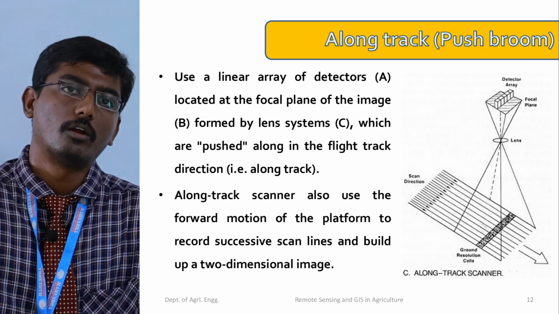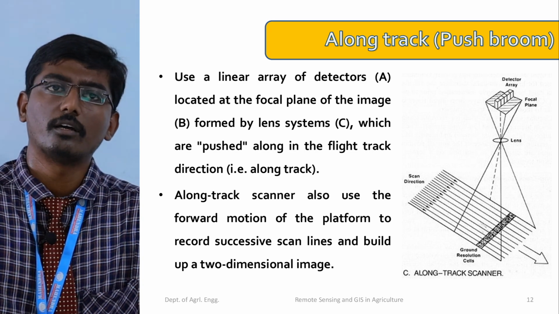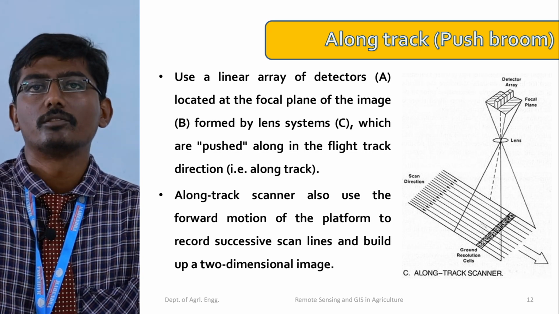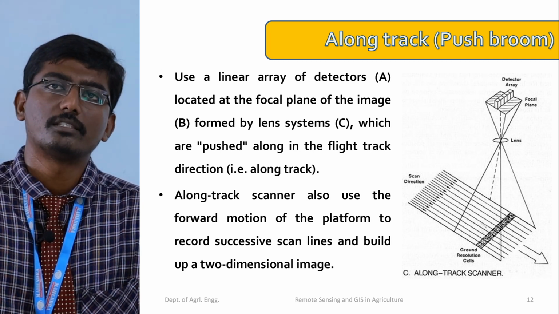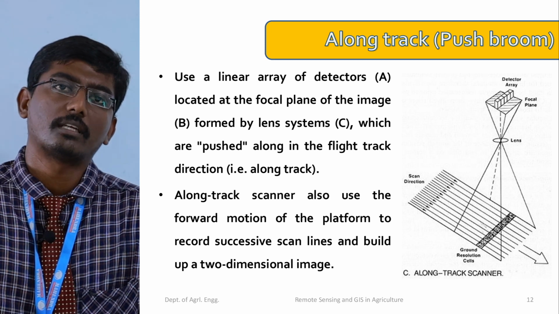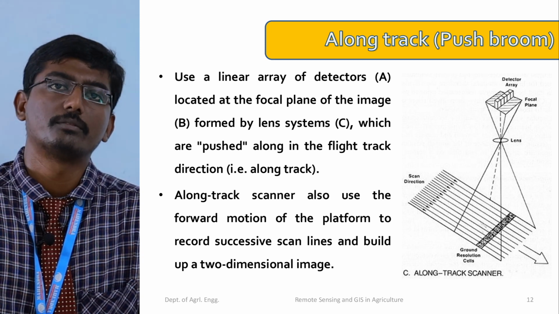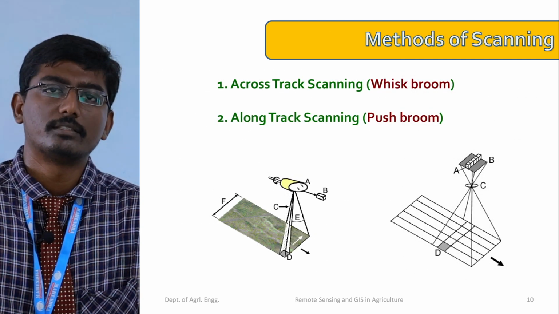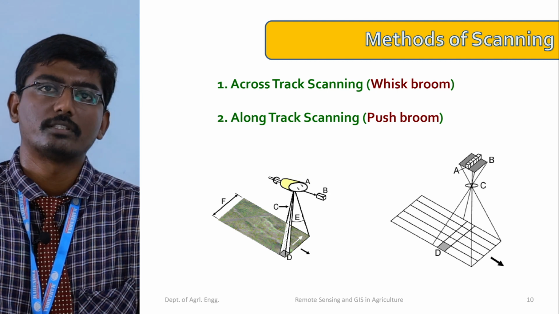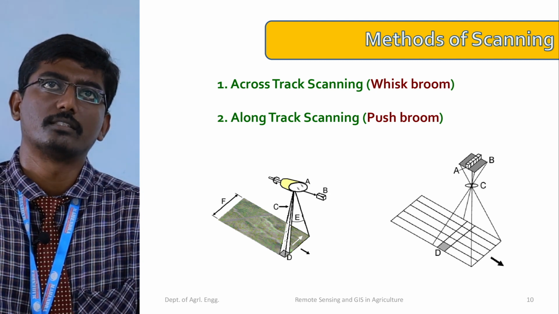Then coming to the along track. Along track is nothing but the satellite which is moving along the axis of the orbit. Along that axis, it is capturing the images parallelly. The parallel images are captured based on the overlapping percentage provided in the sensor data. So you can see the image which is available for the cross track scanning system, as well as the along track scanning system.